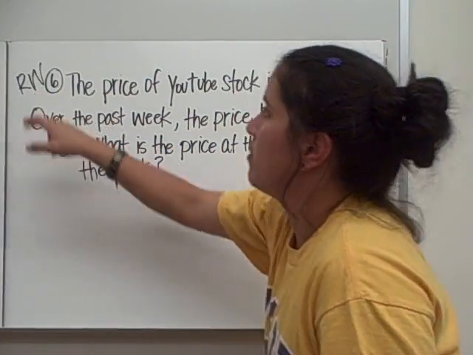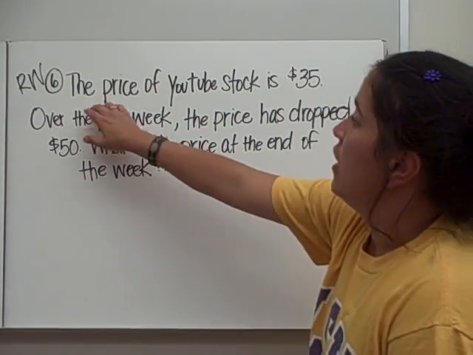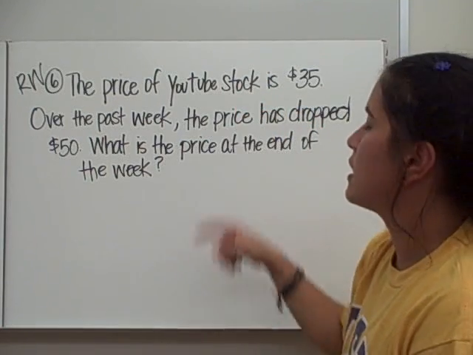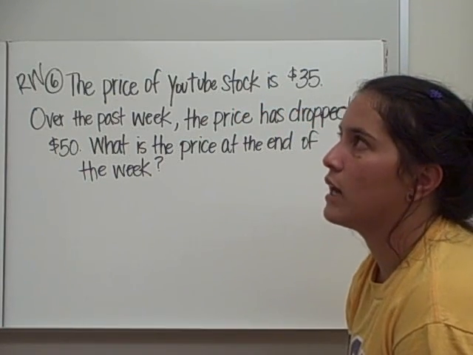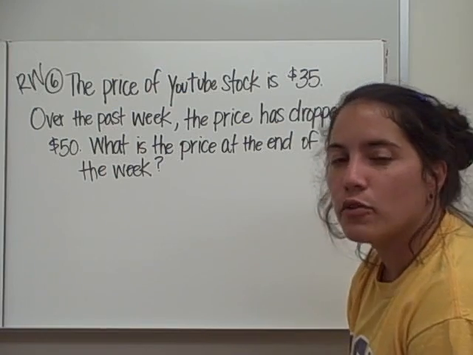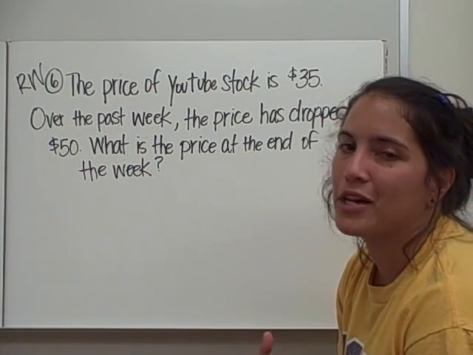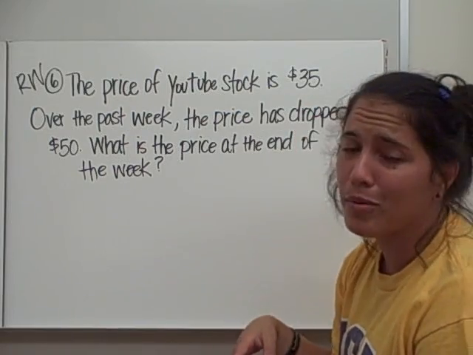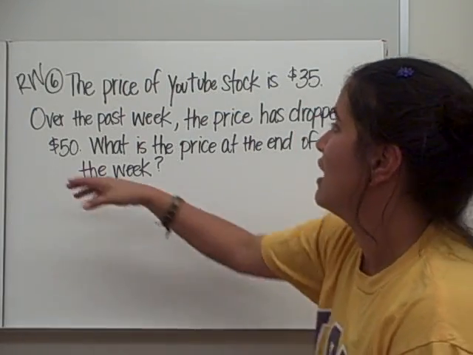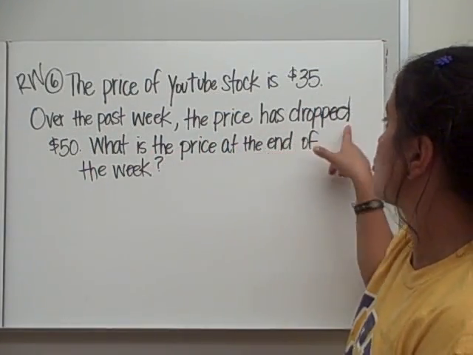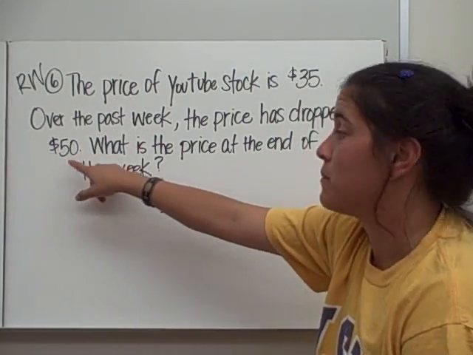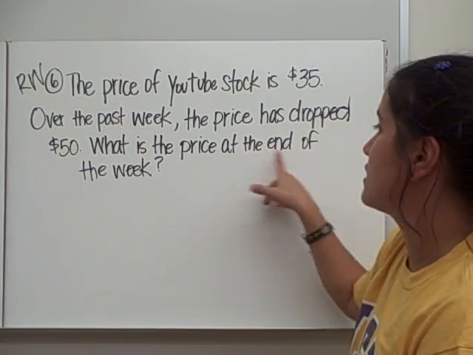So real world problem. Let's go over a real world problem. The price of YouTube stock is $35. If you don't know what stock is, it's like parts ownership of a company where you can buy shares of that company. I'm making this up. Stock in YouTube is probably worth way more than $35. Over the past week, the price has dropped $50. So for some reason, YouTube is dropping. What is the price at the end of the week?